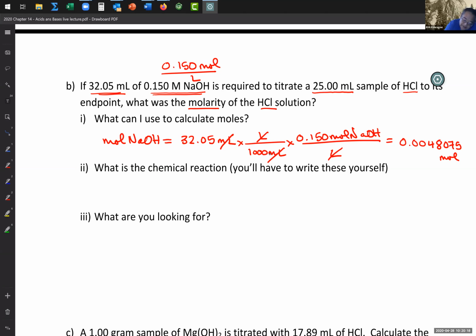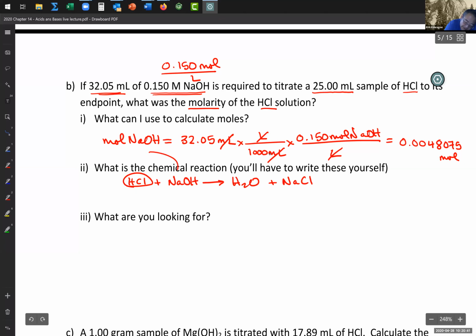And then it says, what's the chemical reaction? And we'll use this in our conversion. And the chemical reaction is HCl plus NaOH, and then you're going to figure out that that's H2O and NaCl. So this is what you're going to do. You have to find the moles of HCl, because we have the moles of NaOH.